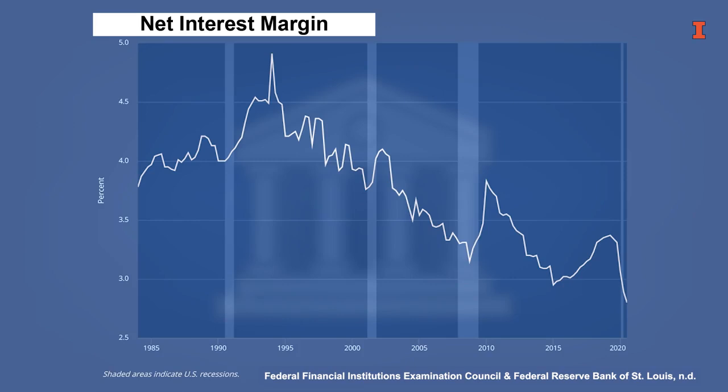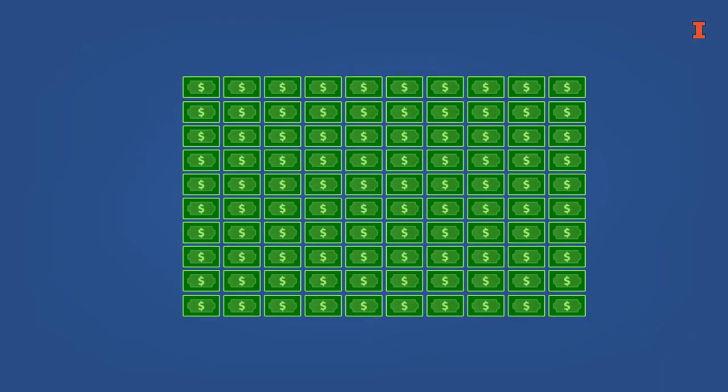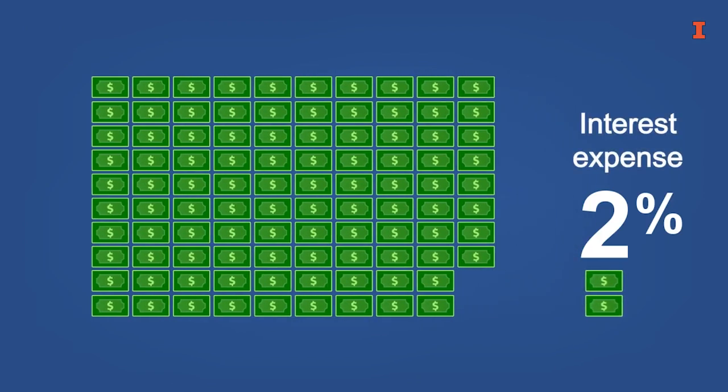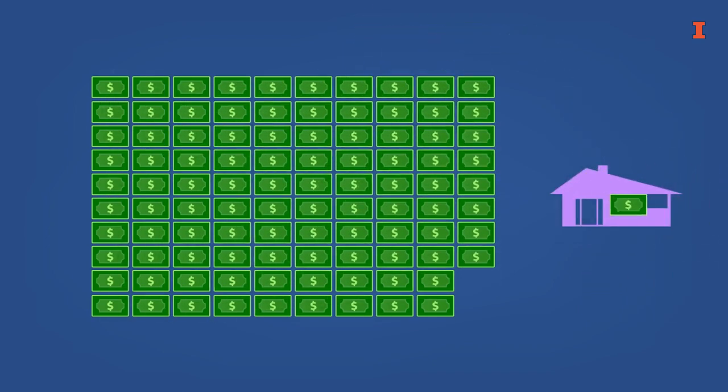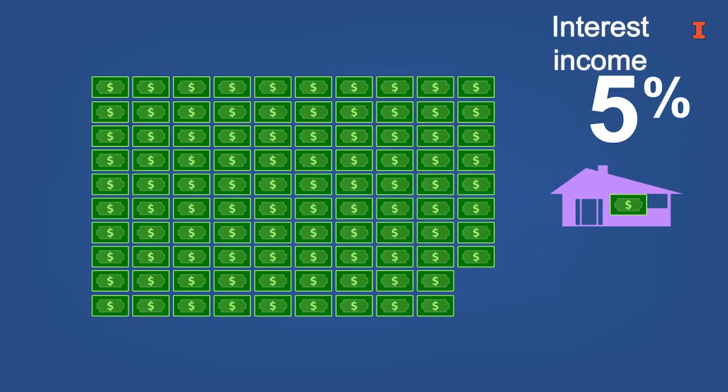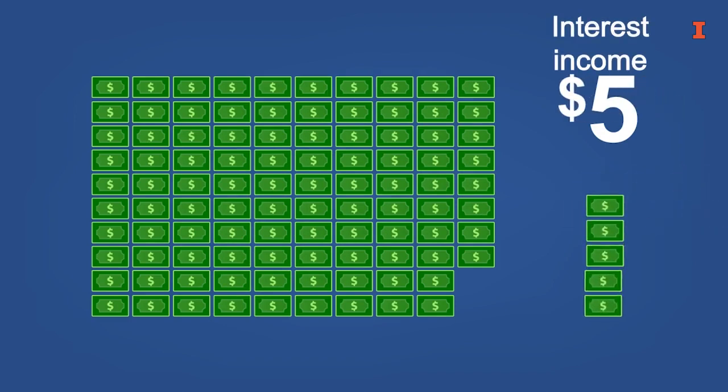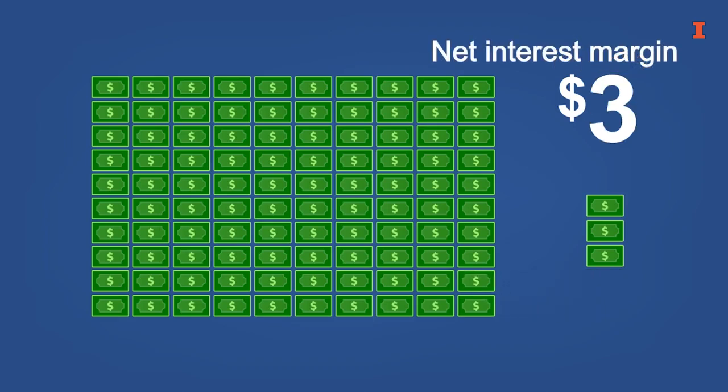Let's see how monetary policy affects the net interest margin in a simple example. Consider a bank that is entirely funded by deposits worth $100. The interest rate on deposits is 2%, so total interest expenses are $2. The bank has issued one $100 fixed-rate mortgage that pays 5% interest. The interest income is $5, less $2 interest expenses gives you a net interest margin of $3 or 3%.